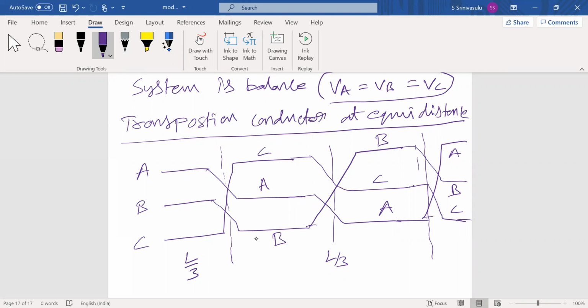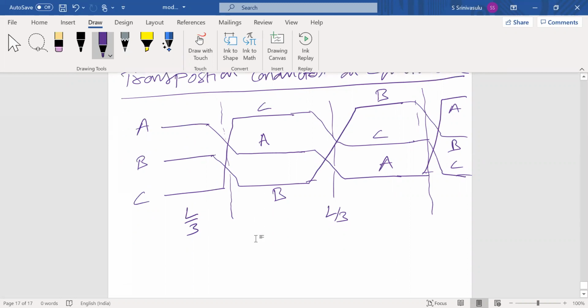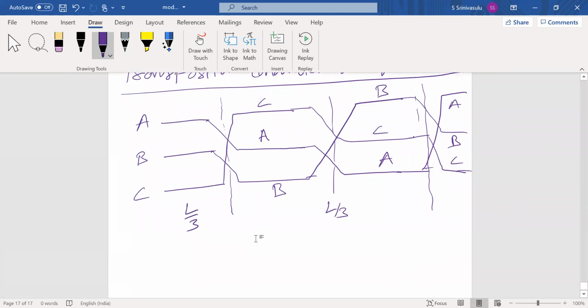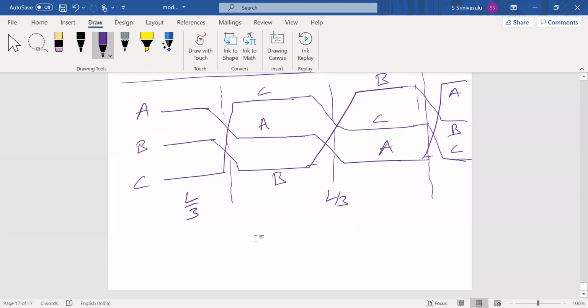Suppose the total length of the transmission line is 100 kilometers; then at each 33 kilometers we have to transpose the conductor. Due to the transposition, the unbalanced effect can be overcome. Now, how can that be seen here? Observe here.